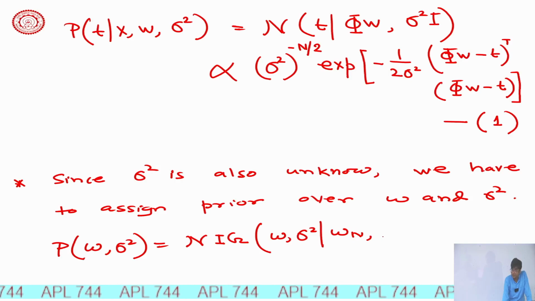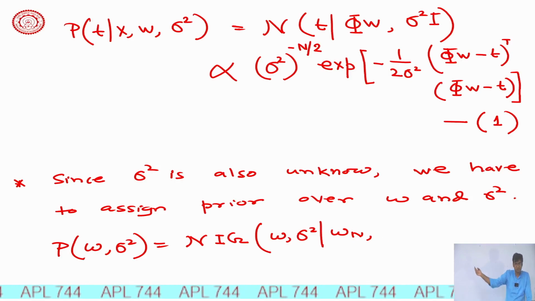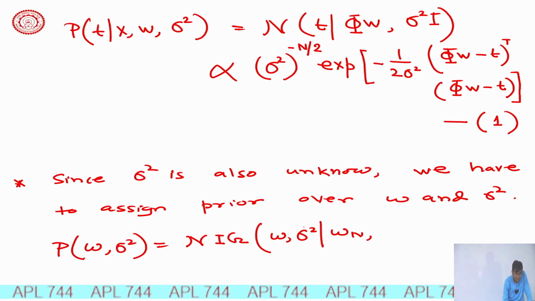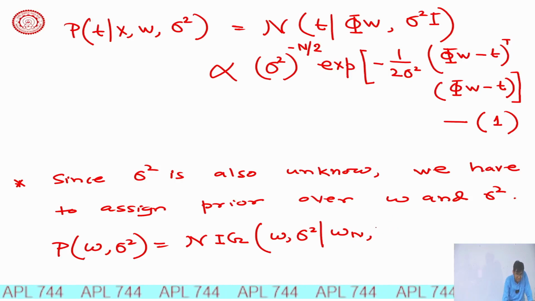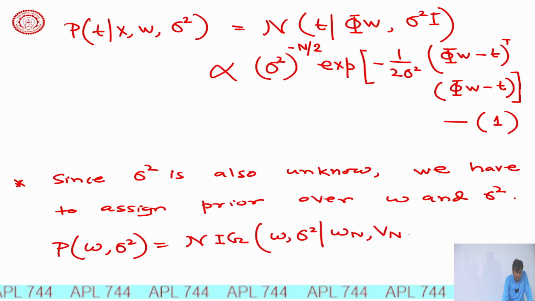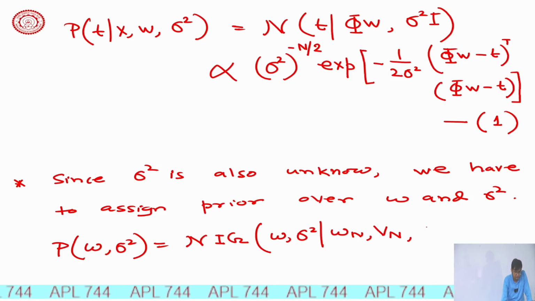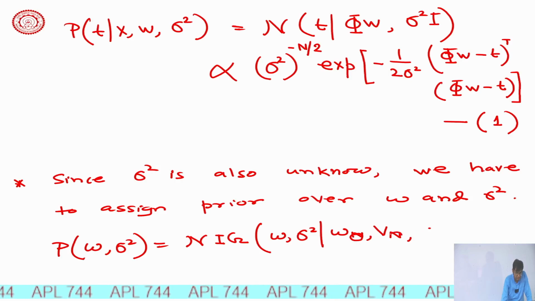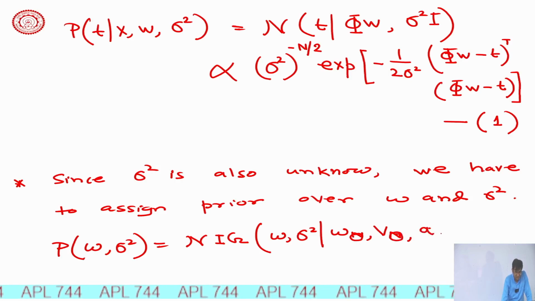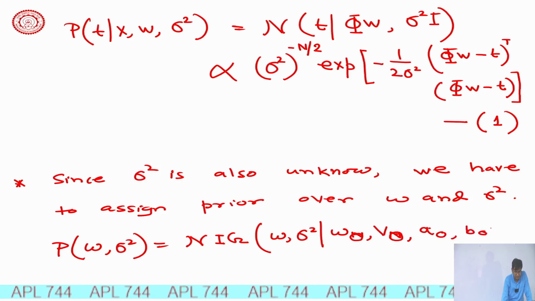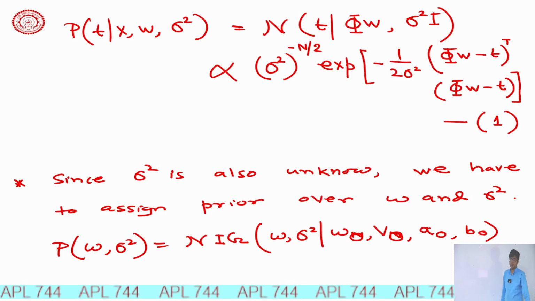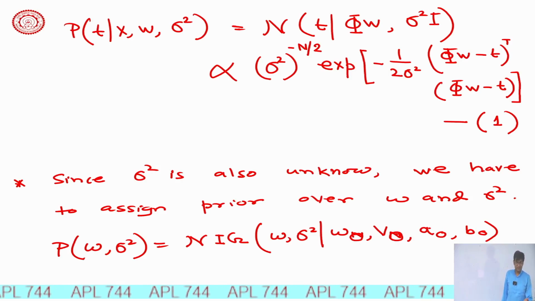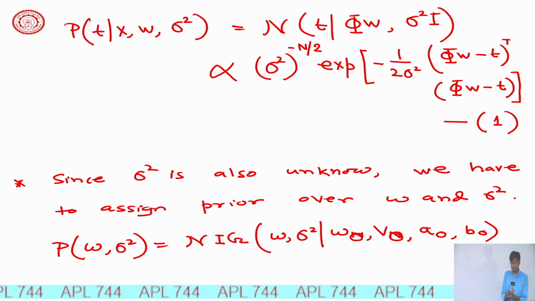In our previous derivation I took W naught to be 0, and now I am making it general. So, I am taking some W naught, then V naught, which is a matrix, comma A naught, comma B naught. Which actually is nothing, it is a product of Gauss and inverse gamma, that is all it is.